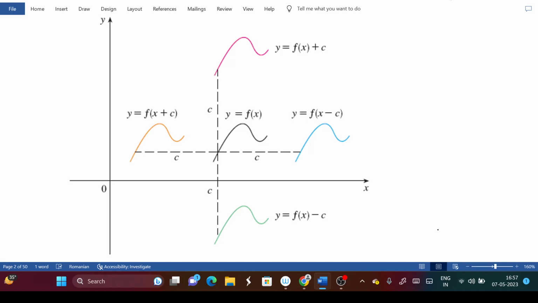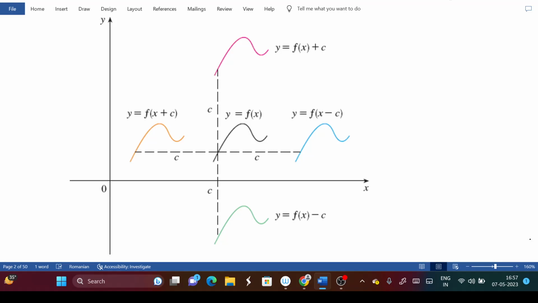If the same addition or subtraction is done inside the argument, what happens here? Observe here, this c is added to the argument. Now my function moves towards left. If I am adding a positive value to the argument, it is moving towards left. And if I am adding a negative value, then it moves towards right.